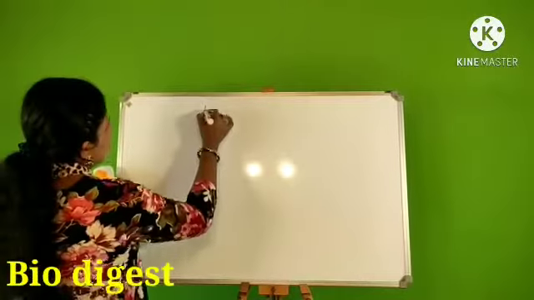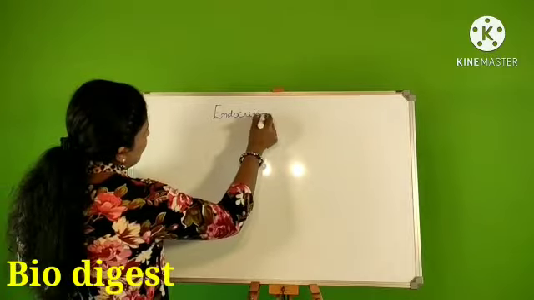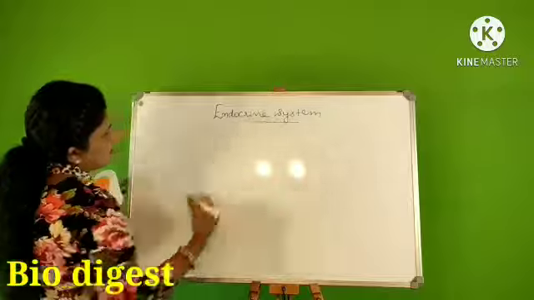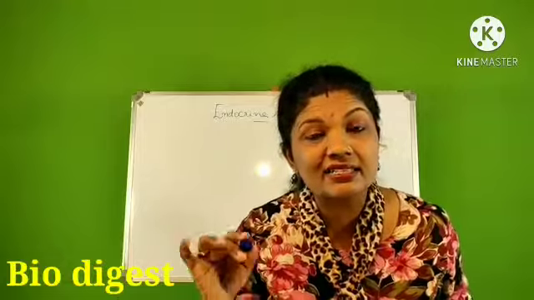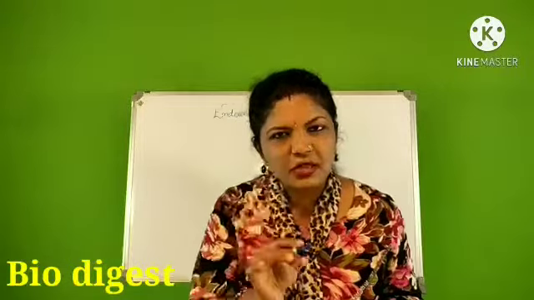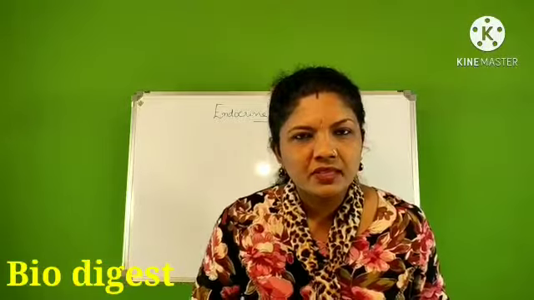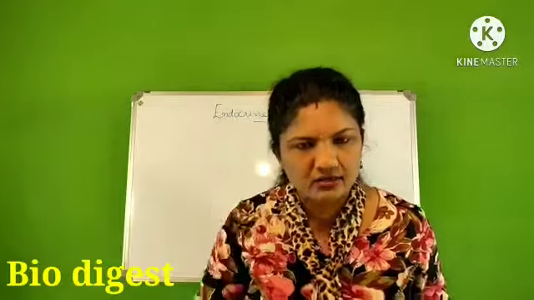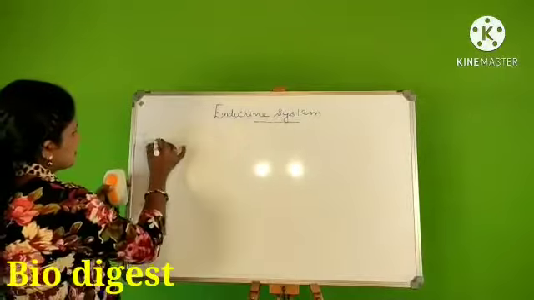So what is an endocrine gland? Just explaining the meaning of endocrine gland. Endocrine glands are ductless glands that pour their secretions, that is hormones, directly into the blood and not through any special ducts. So today we will discuss the pancreas.